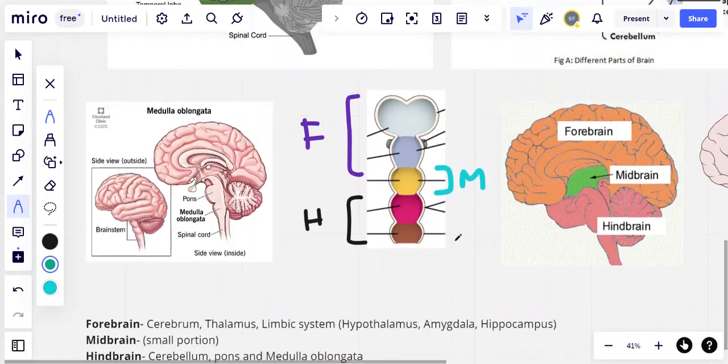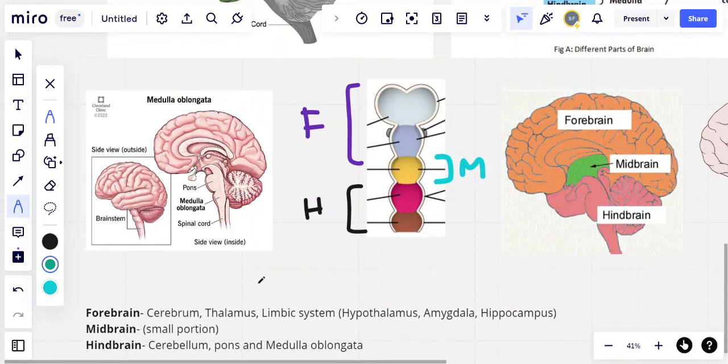So there we are done with cerebrum, we're done with thalamus, we're done with limbic system. Now midbrain, what's the job of your midbrain? It is basically just a relay between your forebrain and your hindbrain. So it has reticular formations, and those formations basically filter out the unnecessary or unwanted information. So yeah, that's the job of midbrain.